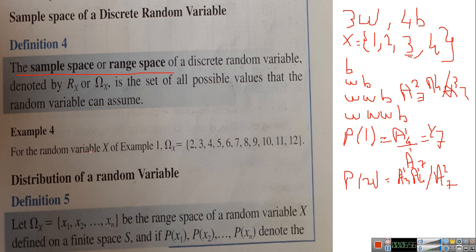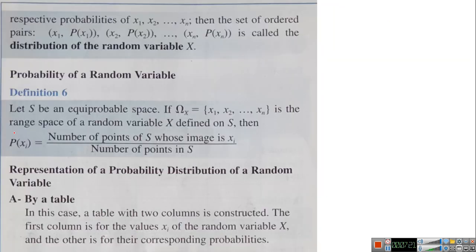So this is called a sample space, and we denote the universe here by omega x. Universe before, when it was an ordinary one, it was omega. Now because it's a random variable, we denote it by x. So this is x1 up till xn, and such that the sum is always equal to 1. So it is a set of ordered pairs xi, p of xi.